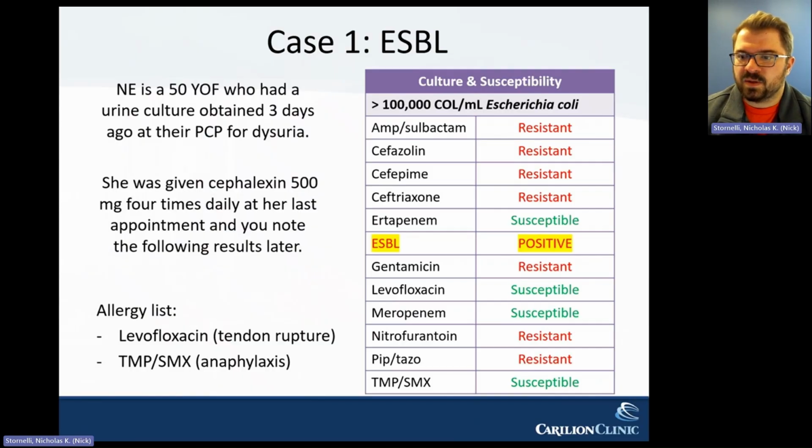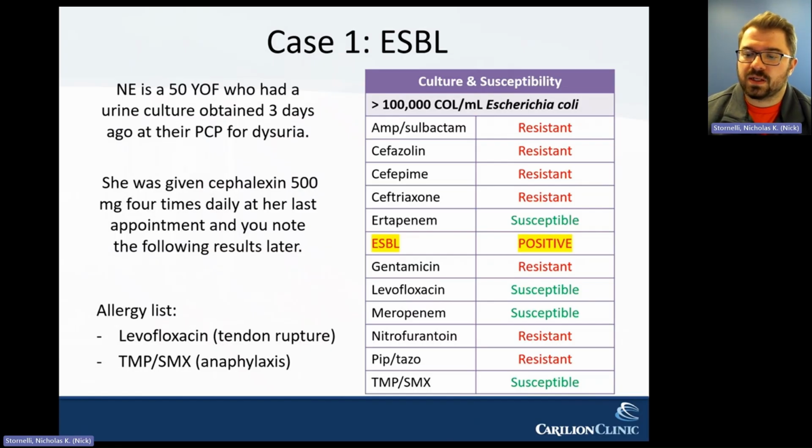Pretty typical for ESBL E. coli. We see that our beta-lactam backbone therapies for most gram-negatives are resistant: cefazolin, cefepime. We have ertapenem available, or carbapenems are generally our drugs of choice for ESBL, but they are available as IV most commonly. We do have some other options listed as susceptible, our levofloxacin, as well as our trimethoprim-sulfamethoxazole, but probably not great options given the prior history of tendon rupture and anaphylaxis.